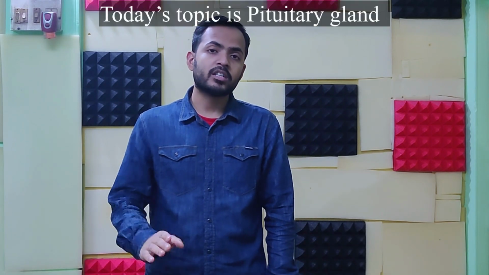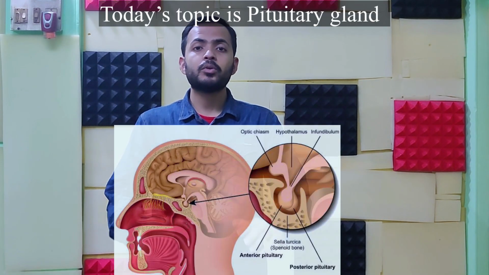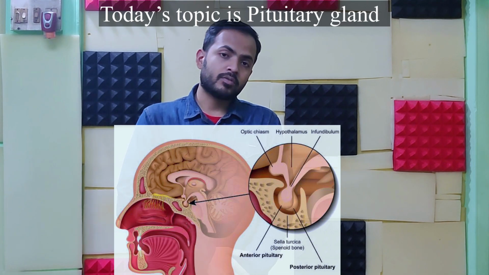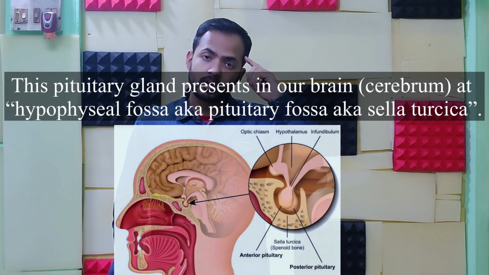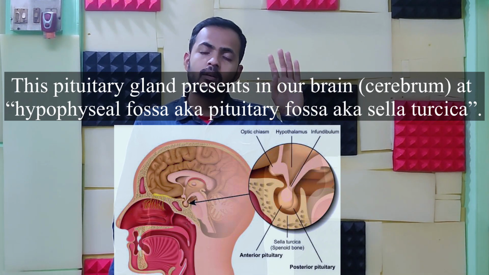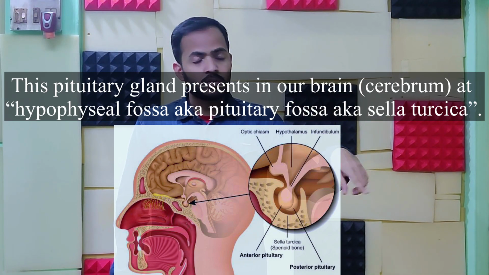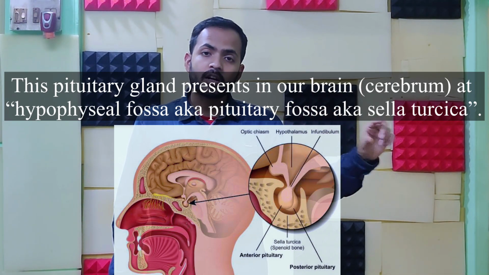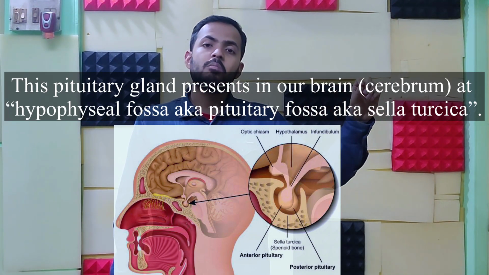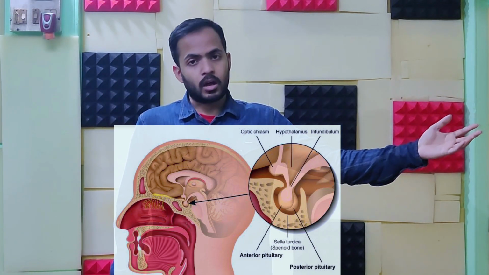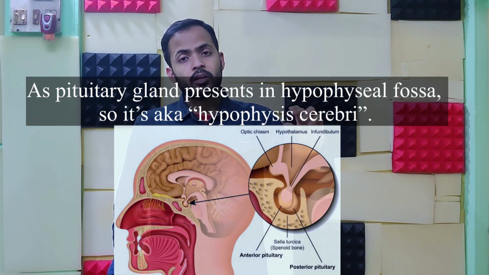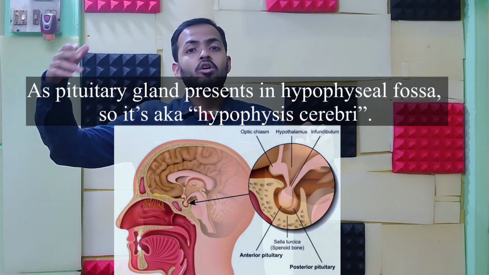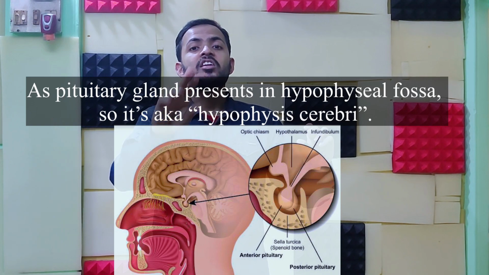Today I'm going to talk about the next part of the endocrine system, which is the pituitary gland. As you can see in this photo, the pituitary gland is present in the cerebrum, or our brain, in the hypophyseal fossa. This fossa is also known as sella turcica, or pituitary fossa. Since the pituitary gland sits in the hypophyseal fossa, it is also known as hypophysis cerebri.